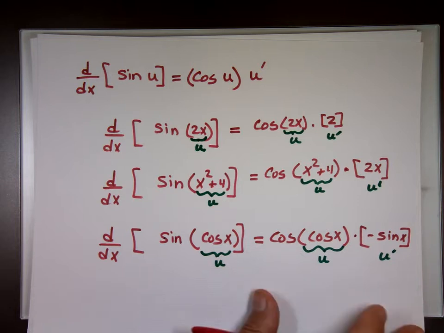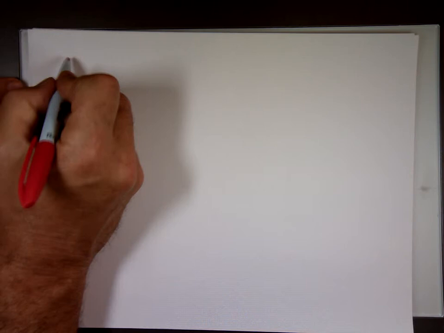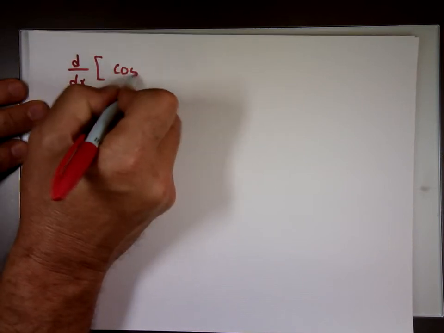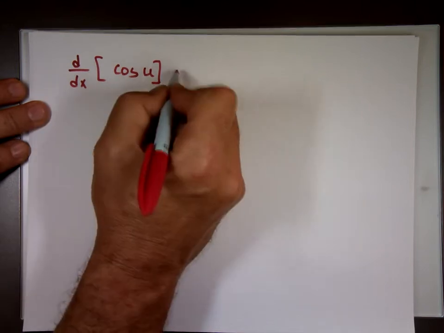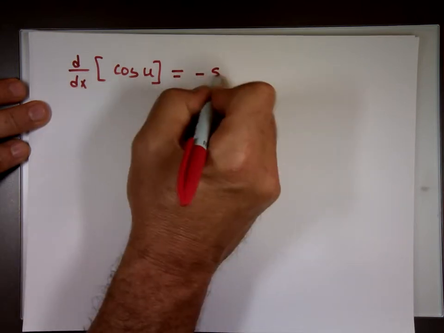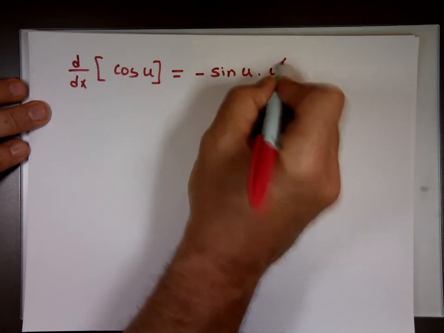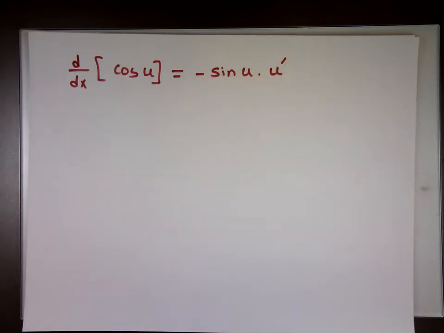Now let's do the cosine. What's the derivative of cosine u? Negative sine of u times what? Times u sub prime. Because you don't know what u is. U is a function of x.